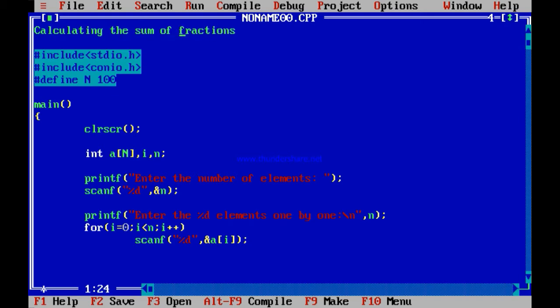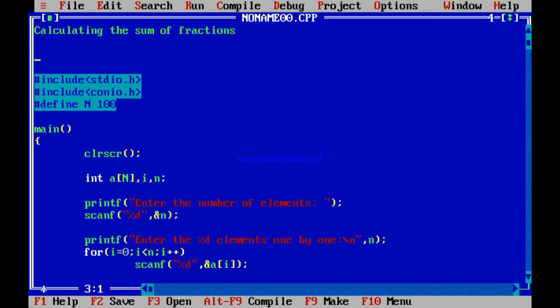Sum of fractions means, you can understand very well, I want to calculate 2 by 3 plus 3 by 4 plus maybe 3 by 5 plus 2 by 9 and so on. I want to calculate what is the result of this. So, the first question that comes to your mind is, how will I represent 2 by 3? Is it a floating point number? No. I want to represent it as a fraction, and also I want the sum to be a fraction.